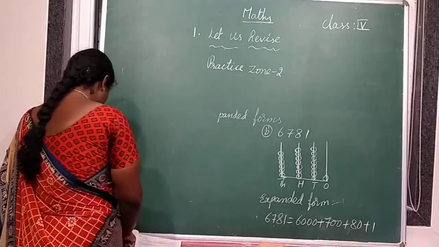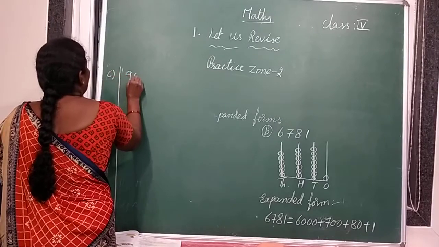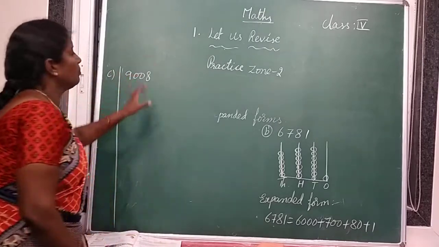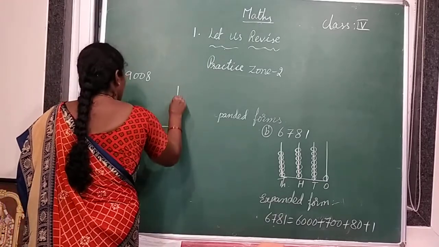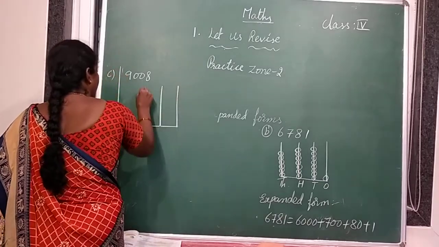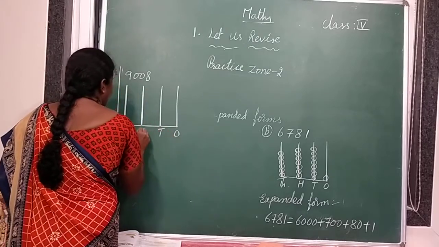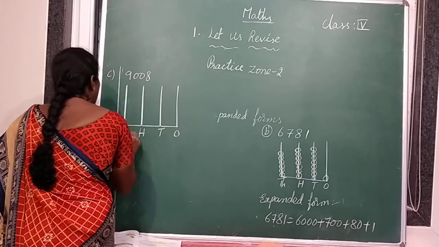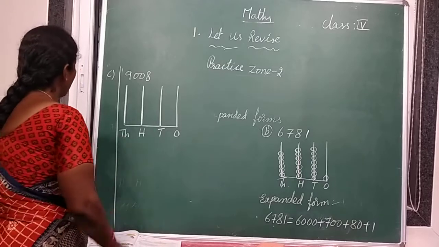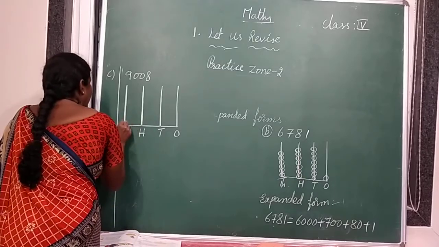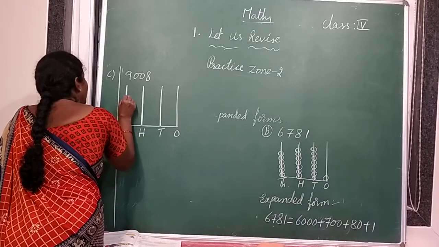The last one, third one is 9008. So represent this 9008 on abacus. Ones place, tens place, hundreds place and thousands place. Now represent it on abacus. How many thousands are there? 9. 1, 2, 3, 4, 5, 6, 7, 8, 9.